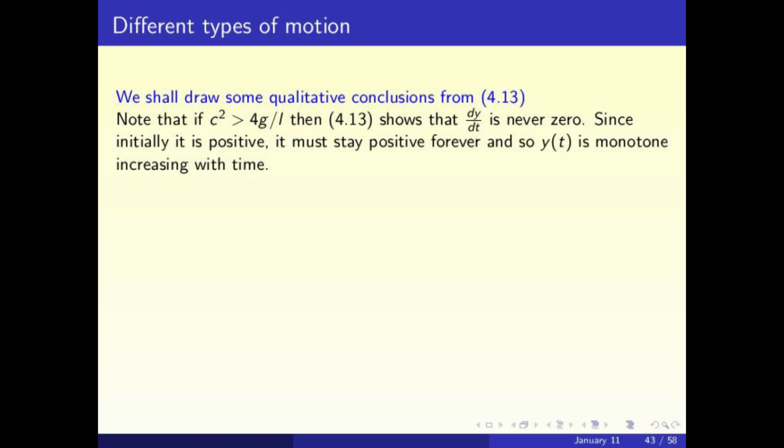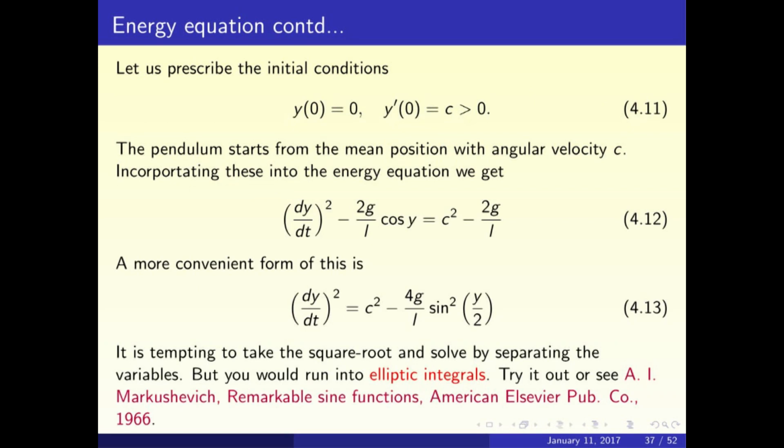So, we shall assume that c squared is bigger than 4g by L. Let us assume that c squared is bigger than 4g by L and look at the right hand side of 4.13. The right hand side of 4.13 can never become 0 because if c squared is bigger than 4g by L, since sine is between -1 and 1, the right hand side of 4.13 is obviously never 0.